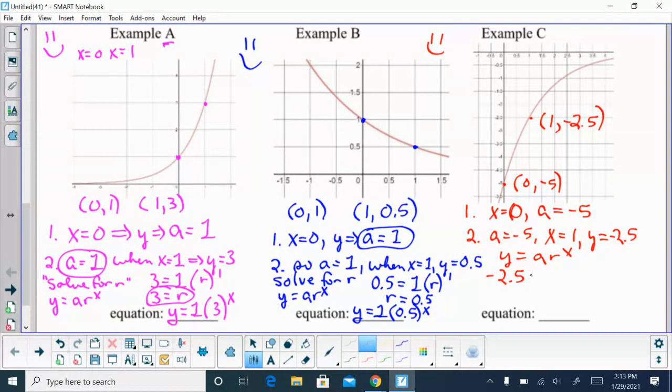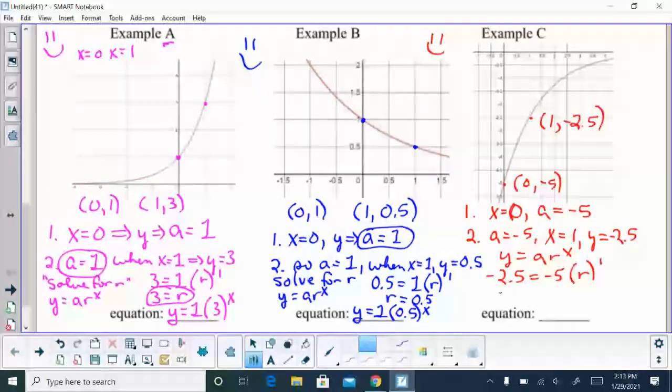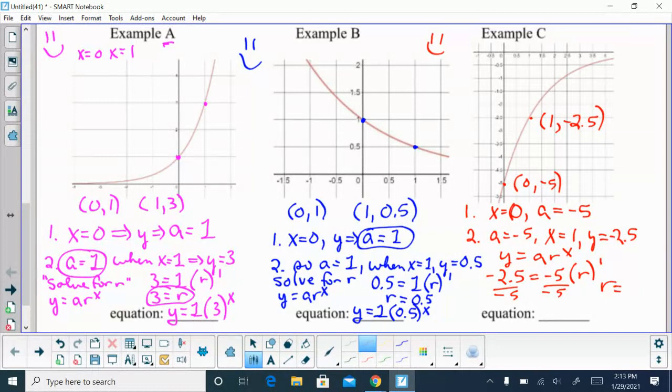So -2.5 is equal to -5 times r raised to the first power. And now, let's see, dividing by -5, I find out that r is equal to a positive 1/2. So I know my a, I know my r. Plugging that into my formula, y is equal to -5 times 1/2 raised to the x.